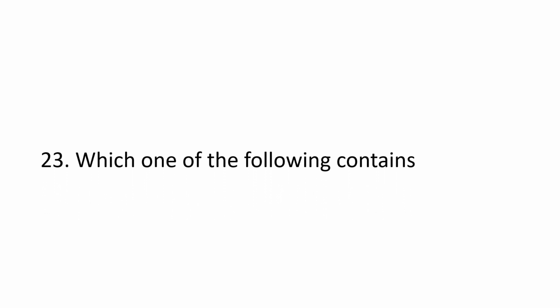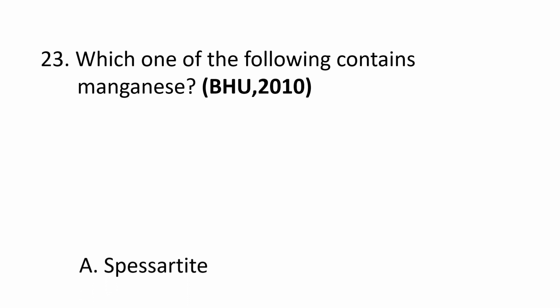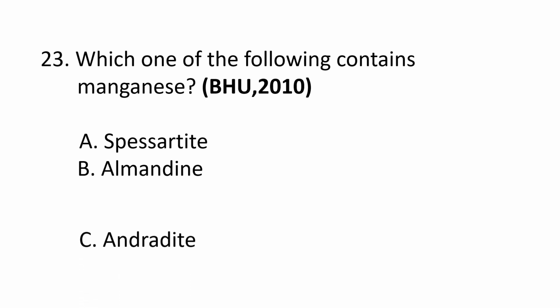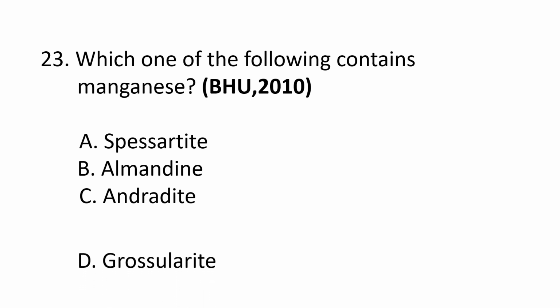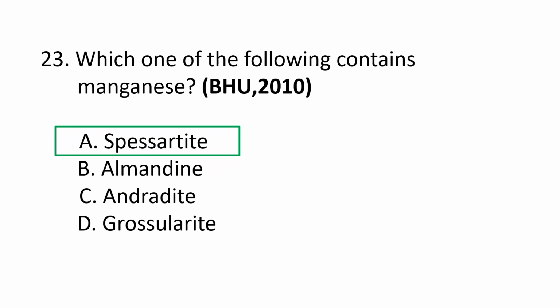Coming to the 23rd question. Which one of the following contains manganese? So the choices are A. Spessartite, B. Almandite, C. Andradite, and D. Grossularite. All these are the varieties of garnet. So among this, which contains manganese? The question is. So here the correct answer is A. Spessartite. It contains manganese.